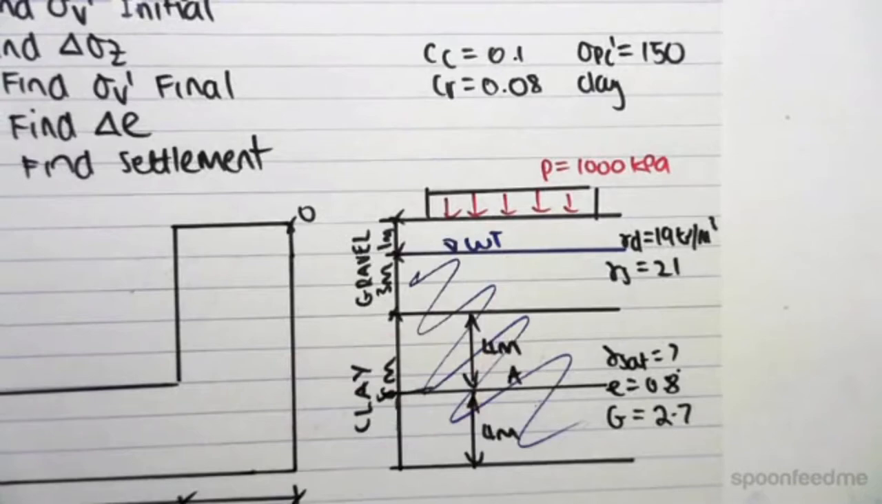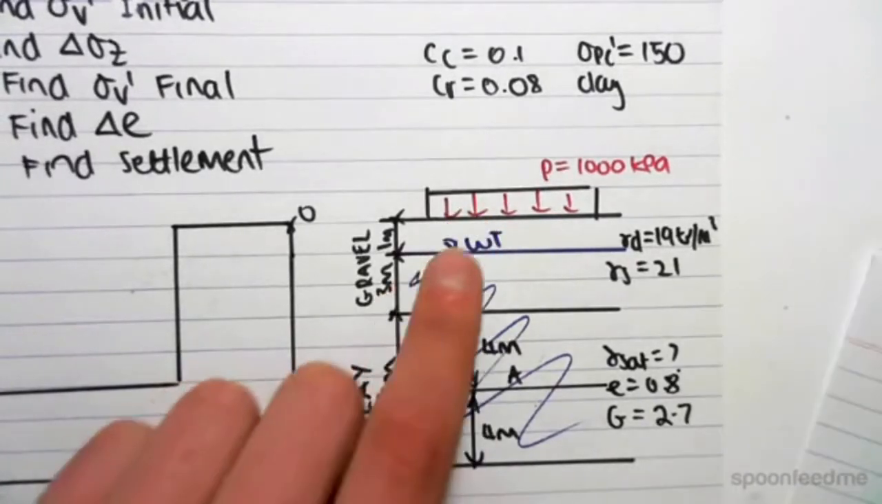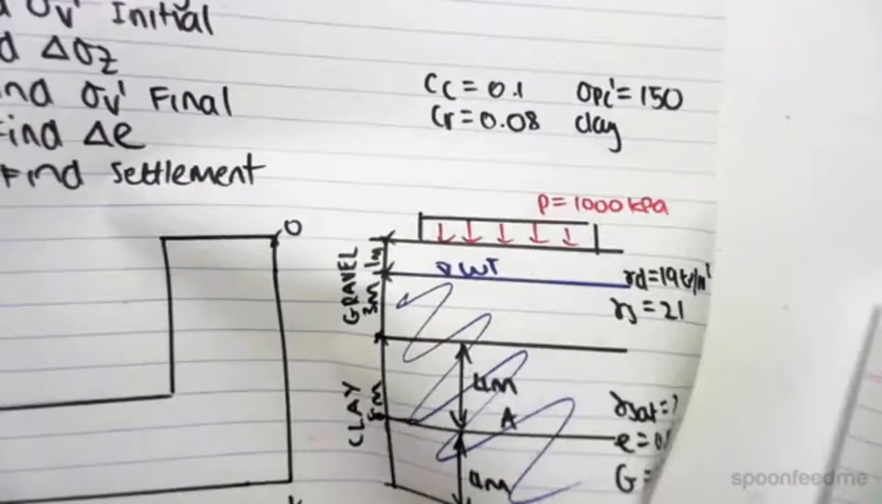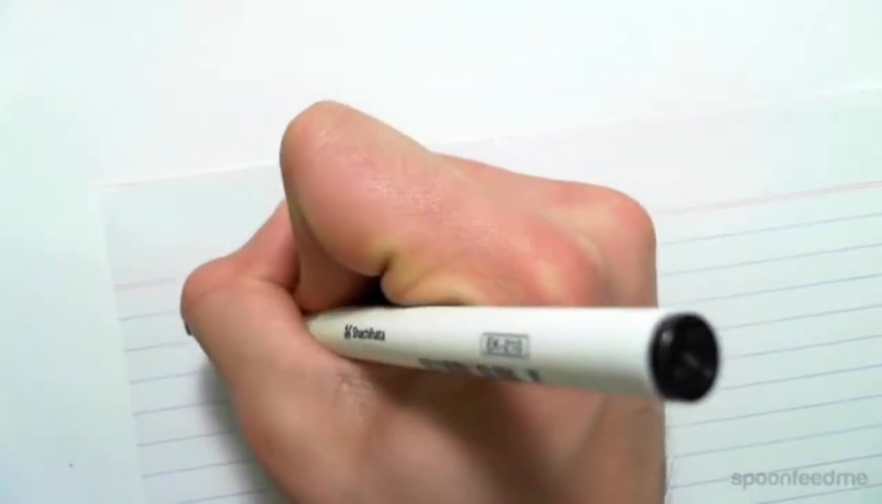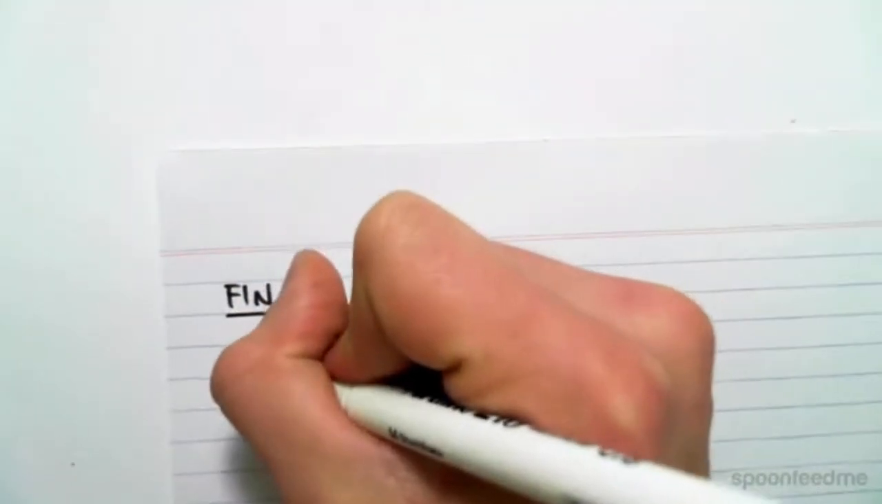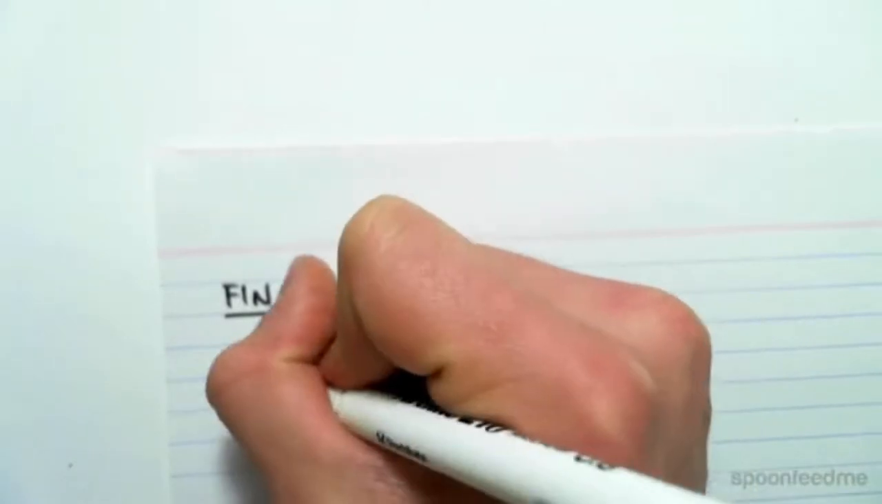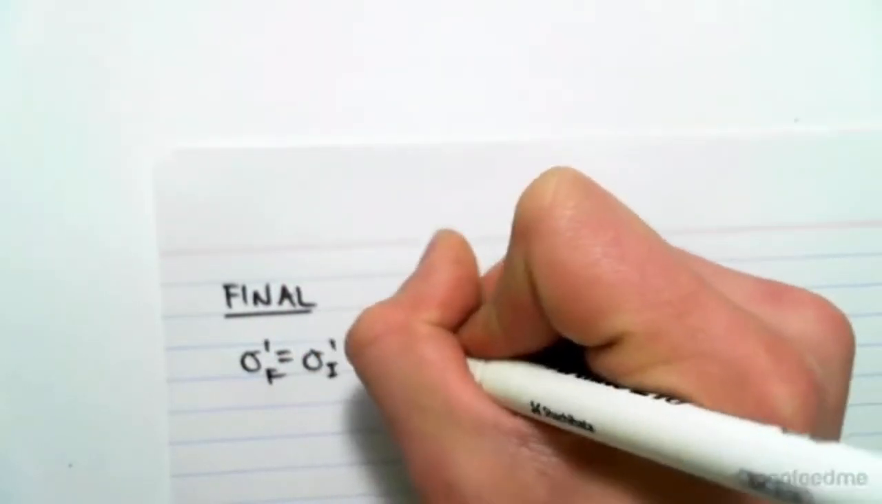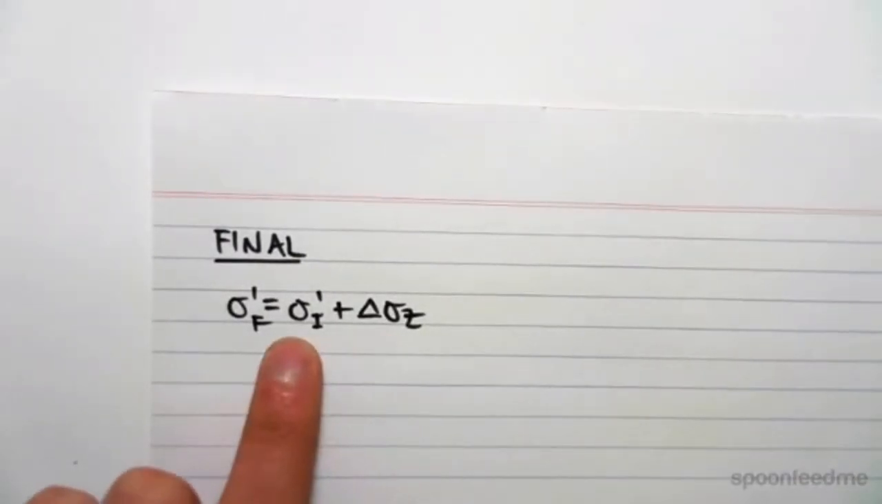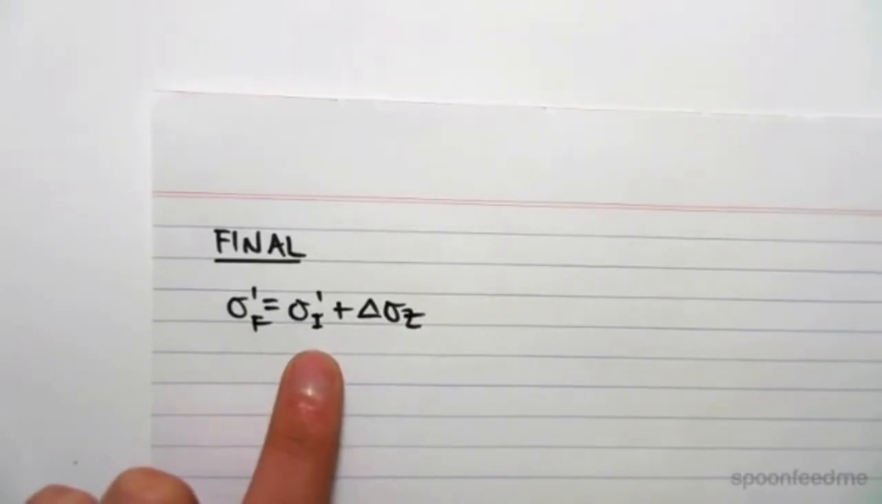But now what happens is we come and put our foundation. This foundation is putting a pressure of 1000 kPa on the surface of the gravel. So we're going to have to find what happens at the final stage, when we've got the foundation there. What we know is that the final effective stress will equal the initial effective stress plus the change in stress that this foundation is causing. So all we need to find is the change in stress and add that to the initial effective stress.